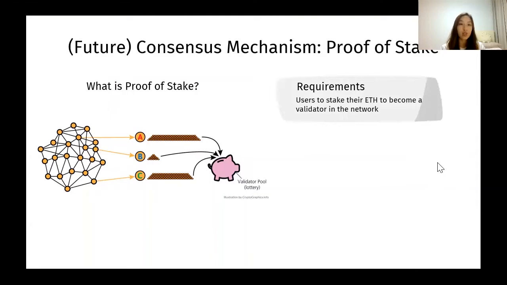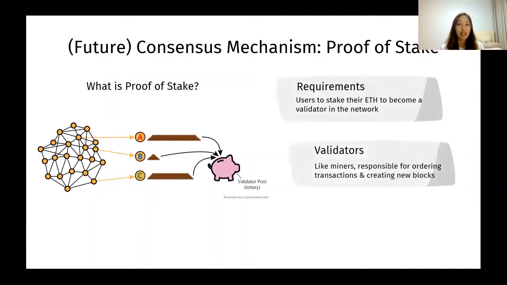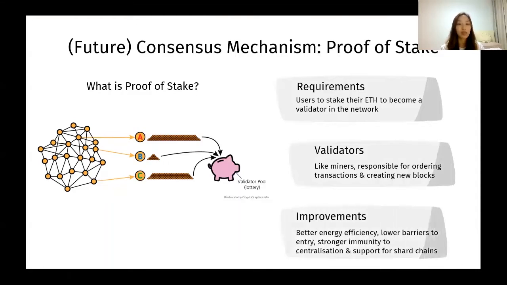So it requires users to stake their Ether to become a validator in the network. Validators are responsible for the same thing as miners in the proof of work consensus mechanism, where they order transactions and create new blocks so that all nodes can agree on the state of the network. The proof of stake comes with several improvements to the proof of work system. Firstly, better energy efficiency. You don't have to use lots of energy to mine these blocks.